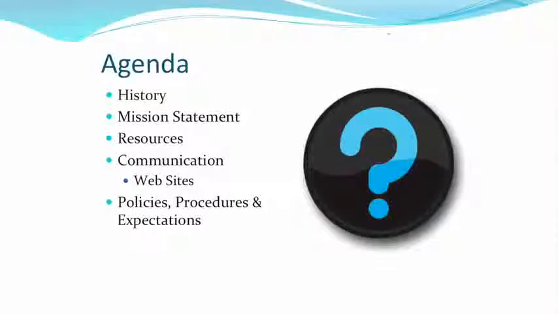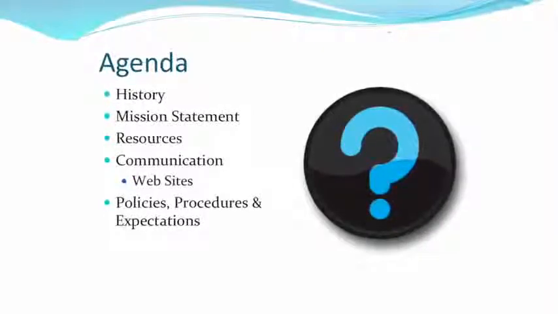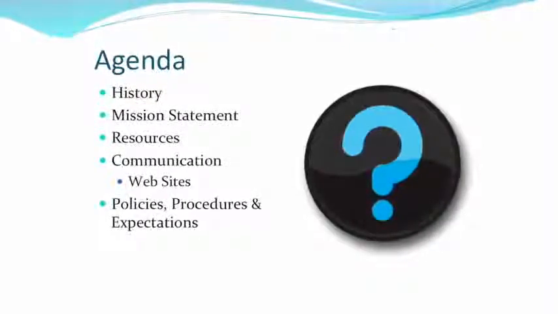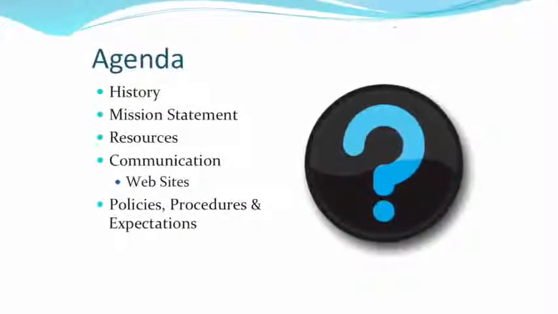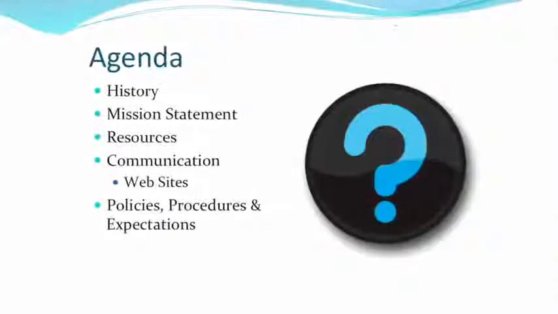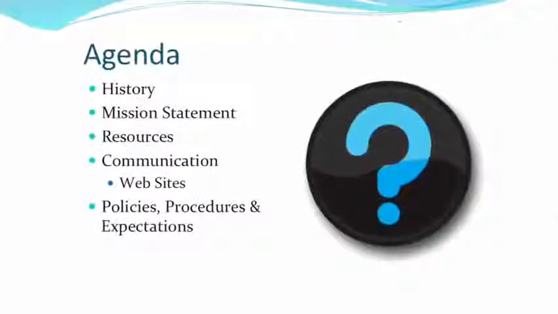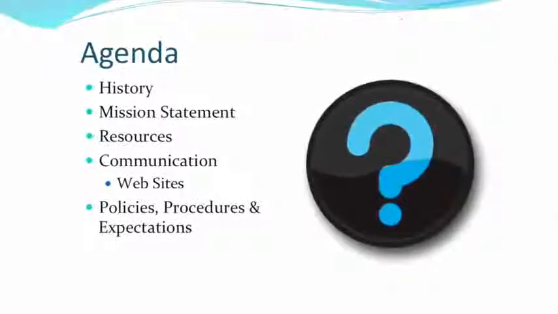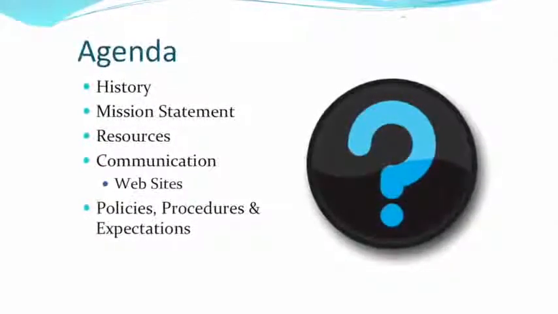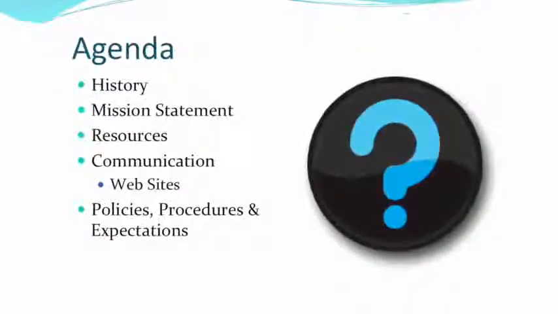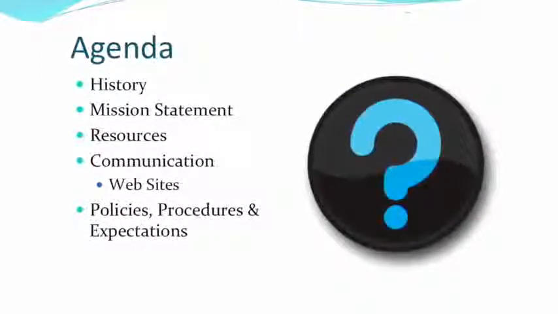What I'd like to do is start with the history of the organization. So this is basically what I'm going to do. We're going to give a history of the organization. Then I'd like to give you the mission statement for our program here in San Diego. We want to talk about some resources. We're going to look at communication, specifically related to some of the departments within the university. And then I want to talk a little bit about some policies, procedures, and some of the expectations that we have for you as members of the new class. Okay? Any questions before we get started?